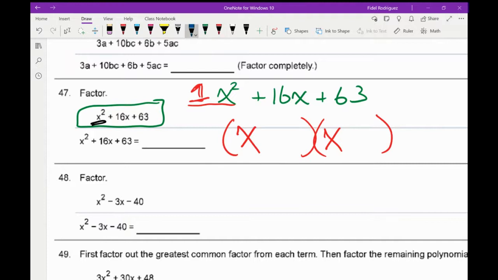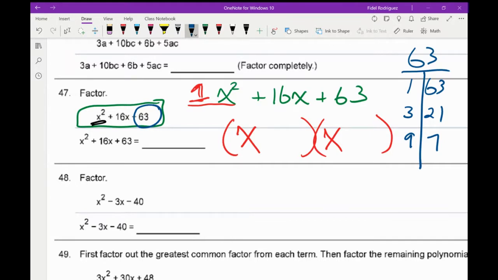Now, the next part is going to say, we're going to look at the number 63. So I'm going to write 63, and I'm going to make a list of numbers that I know multiply to 63. So like 1 and 63. It's not even, so I can't divide it by 2, but 3 and 21, and I guess 9 and 7. I think those are the only numbers that I know multiply to 63.